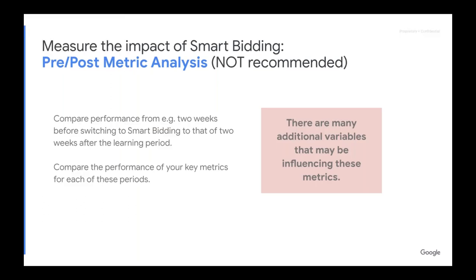Let's briefly talk about pre-post metric analysis and why I don't recommend it. This methodology implies the comparison from, for example, 2 weeks before switching to smart bidding to that of the 2 weeks after the learning period. And you compare the performance of your key metrics for each of these 2 periods. I don't recommend it because there might be many additional variables that may be influencing the KPIs. So this is why such an approach might lead to conclusions which are actually inconclusive.